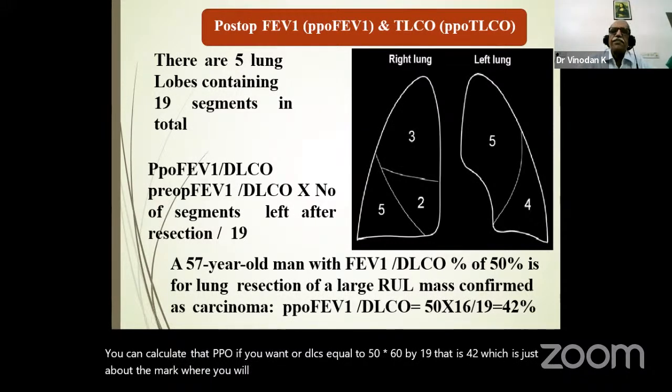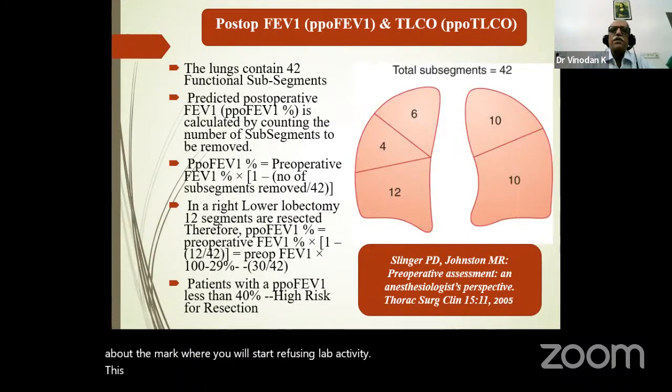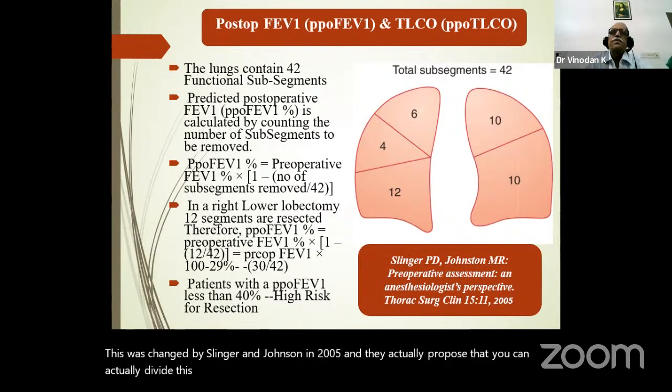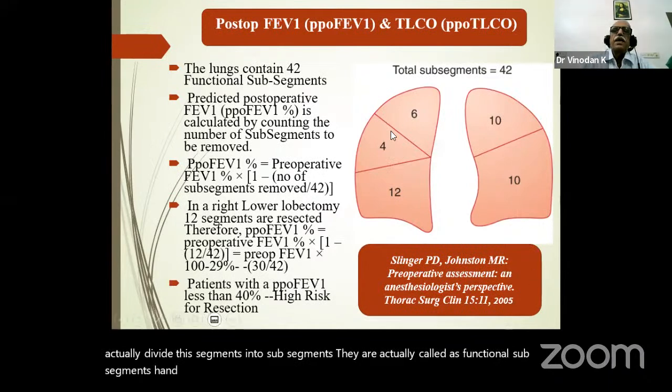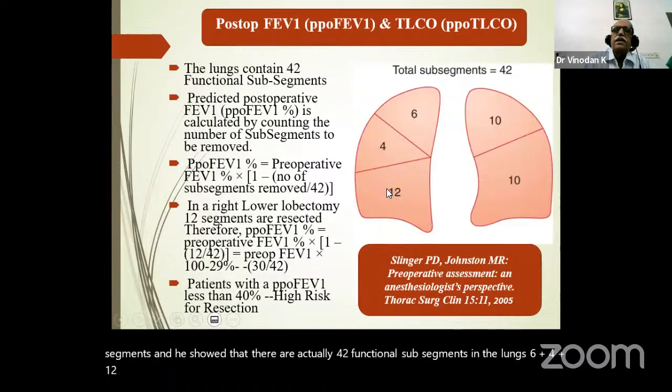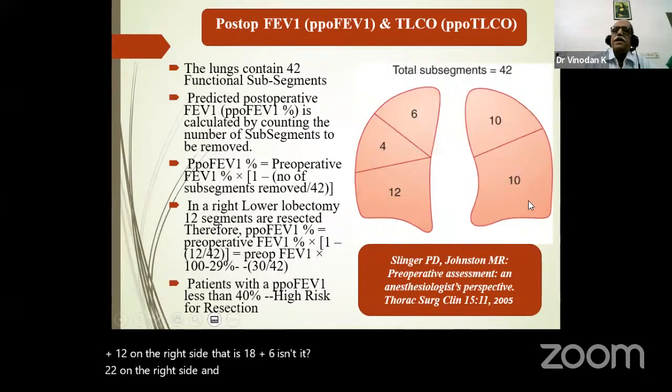This was changed by Slinger and Johnson in 2005, when they proposed that you can divide these segments into sub-segments. They are called functional sub-segments. And he showed that there are actually 42 functional sub-segments in the lungs: 6 plus 4 plus 12 on the right side, that is 22, and 10 plus 10, that is 20, on the left side. So altogether 42 functional sub-segments.